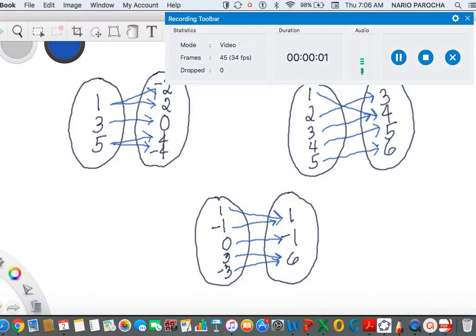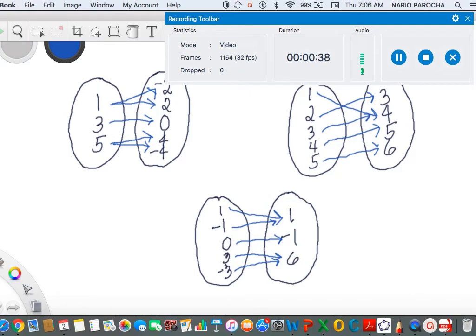Alright, in this video I'm going to show you how to determine a function given the mapping diagram. So what we have here are three mapping diagrams, and we're going to identify each relation if it is a function. Remember, a relation is a correspondence between two sets wherein an element of the first set corresponds to at least one element of the second set.